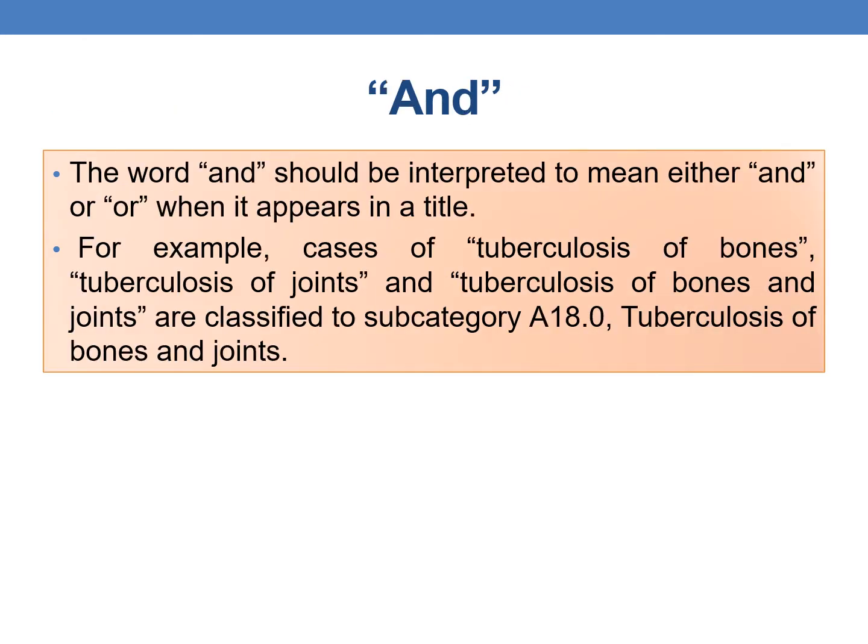Coming to the next convention, "and". The word "and" should be interpreted to mean either "and" or "or" when it appears in the title. So "and" can be considered as either "and" or "or". For example, in the causes of tuberculosis of bones, tuberculosis of joints and tuberculosis of bones and joints are classified to the subcategory A18.0, tuberculosis of bones and joints.